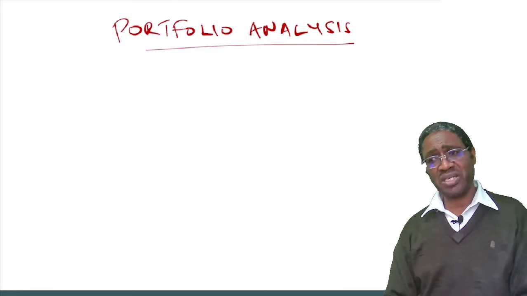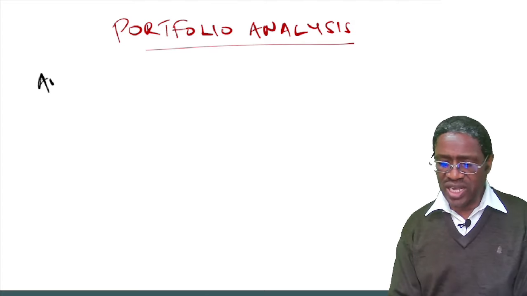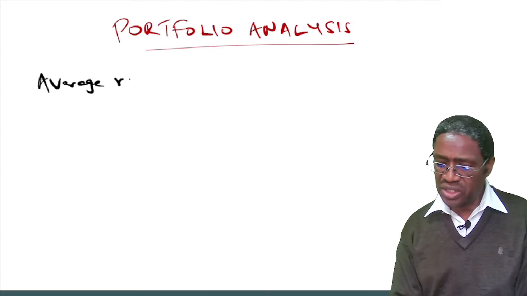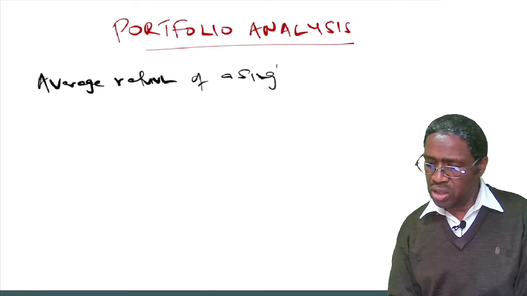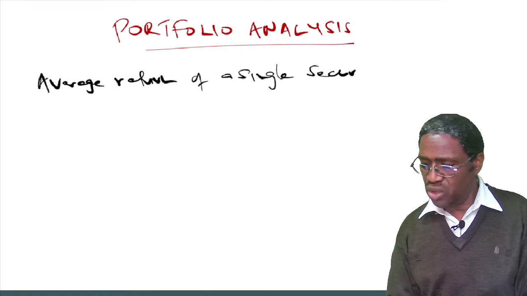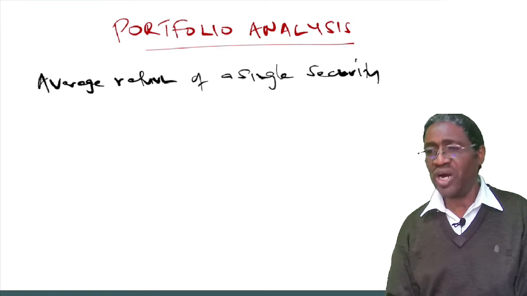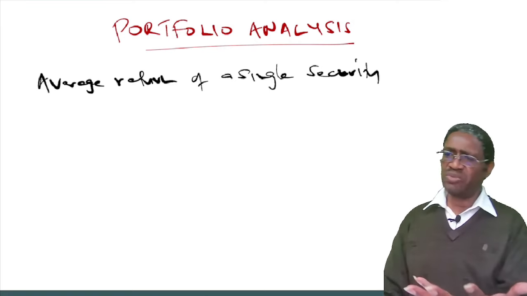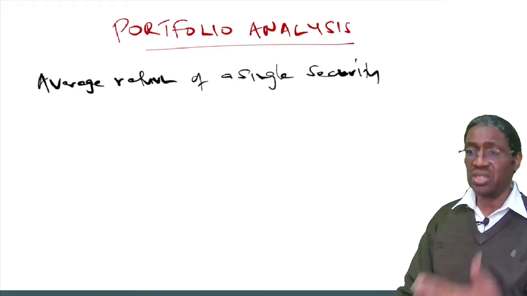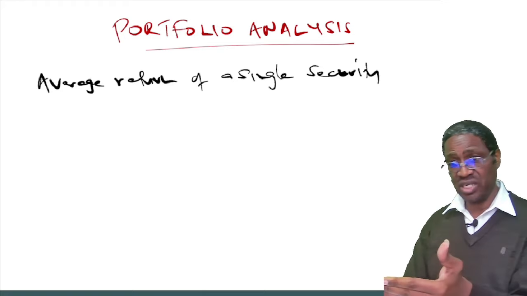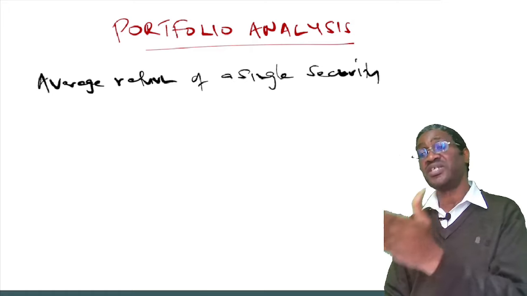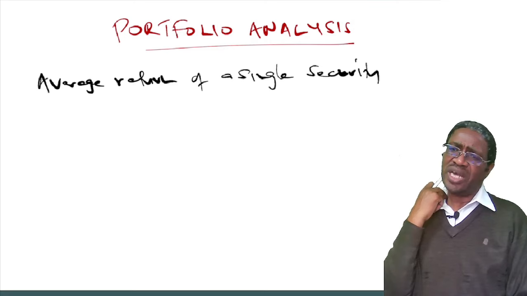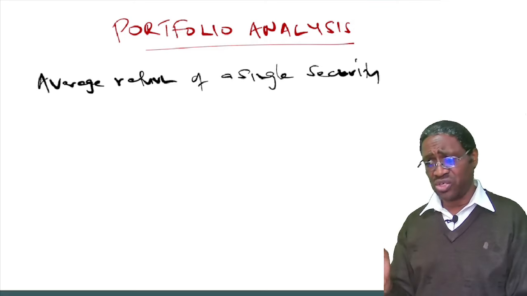So let's start by discussing how do you calculate the average return of a single security. How do you calculate the return of a single security? Average means the mean. Average means the mean return. Are you there? That's how we are saying average or mean return. Good. So to calculate the average, let me use an illustration.